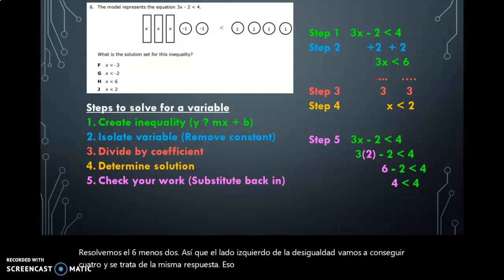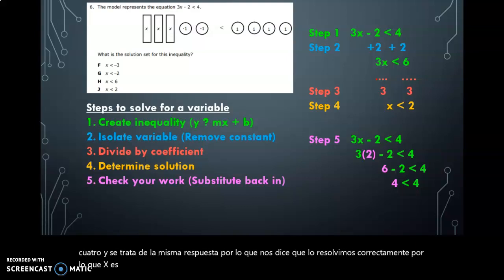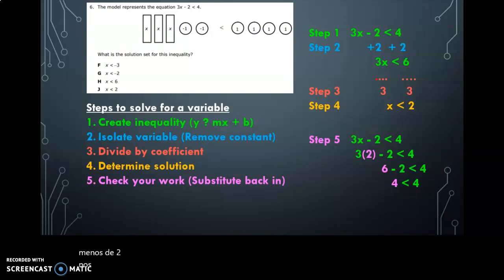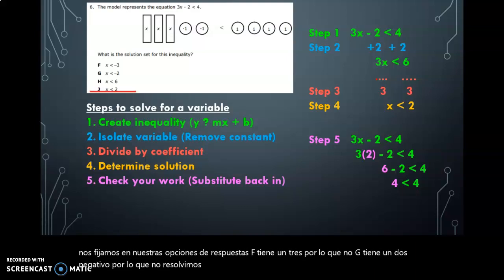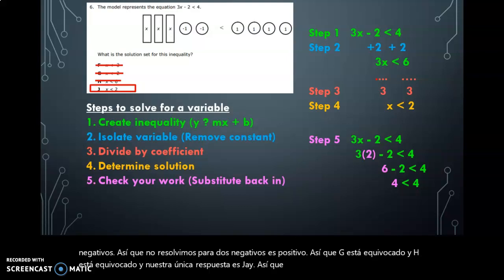So x is less than 2. And if we look at our answer choices, F has a 3, so no. G has a negative 2, so we did not solve for a negative 2, it's a positive, so G is wrong, and H is wrong, and our only answer is J. So there you go, guys. That's what you need to do. If you have any questions, let me know.